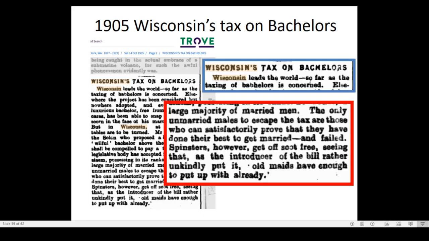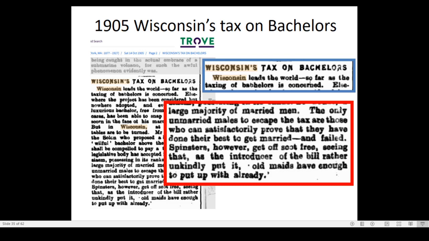But this is the one that really caught my eye. In 1905, Wisconsin tax on bachelors. And it started out right here, this thing. It says, Wisconsin tax on bachelors. Wisconsin leads the world so far as the taxing of bachelors is concerned. I said, what? So I dug down into it a little bit, and here it says, the only unmarried males to escape the tax are those who can satisfactorily prove that they have done their best to get married and failed.